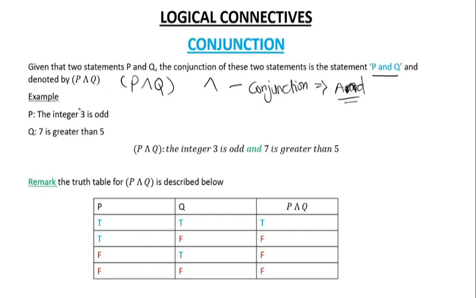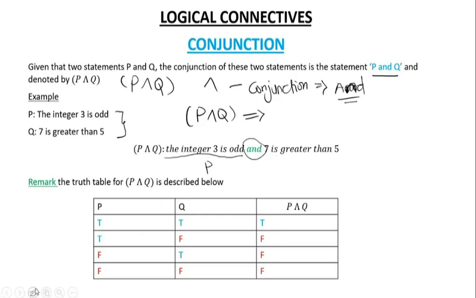Example number 1. We have P, that is the original statement or the first statement: the integer 3 is odd. Then Q: 7 is greater than 5. Now these are our two statements. If we are asked to write the conjunction between these two statements, that is P and Q, how do we write this? Our P and Q is just combining these two statements to form a new statement. That is, the integer 3 is odd, which is the statement P, and then we use the conjunction connective, that is the and.